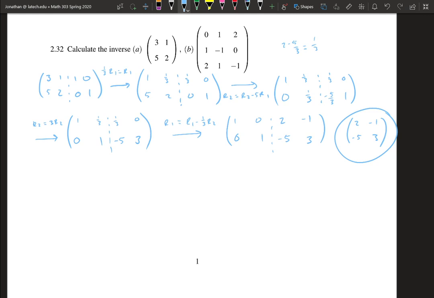The book says something else. Well, I don't know. Let's multiply them out and see what it says. 3, 1, 5, 2 times 2, -1, -5, 3. See, that's 6 minus 5, which is 1, 3 minus 3, which is 0, 10 minus 10, which is 0, and -5 plus 6, which is 1. Check. So let me double check what you're looking at in the book then.